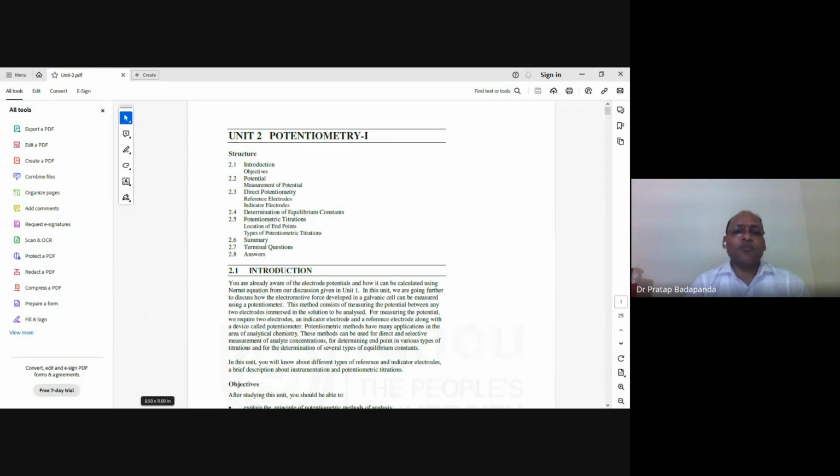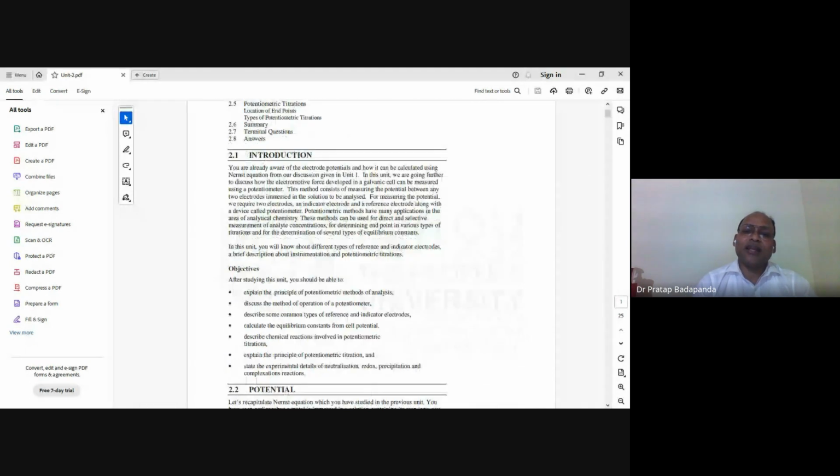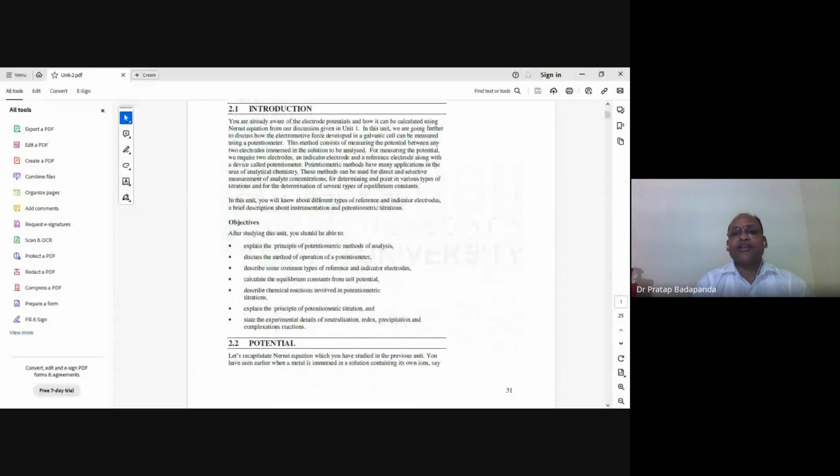Under the objective, there are potentials, measurement of potentials, then direct potentiometry, reference electrodes, and indicator electrodes, which is the most important area. This is for practical knowledge; I am not talking about theoretical knowledge. Then determination of equilibrium constant, potentiometric titration, location of end points, types of potentiometric titration, then terminal. See, there are very few topics, but it is an interesting one.